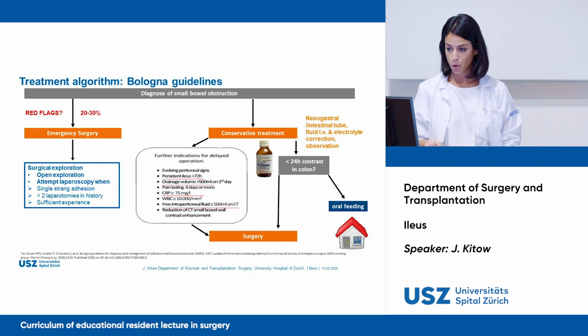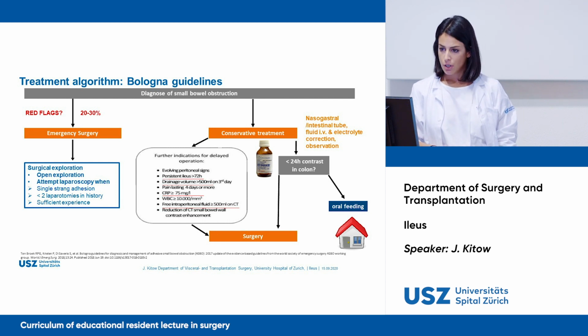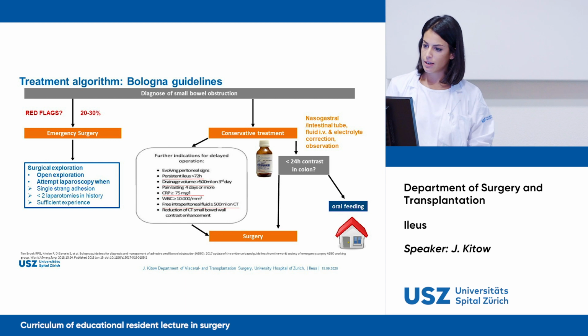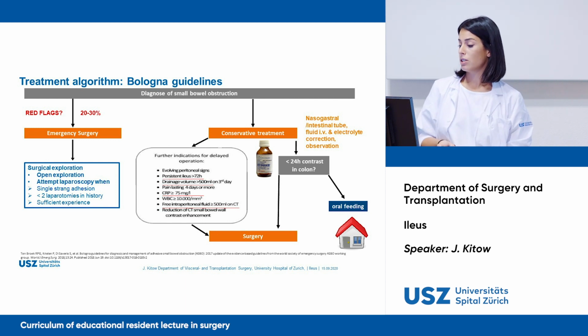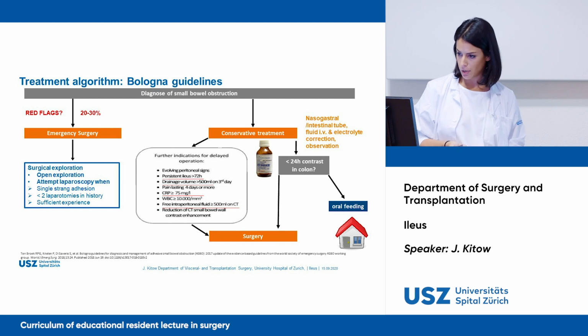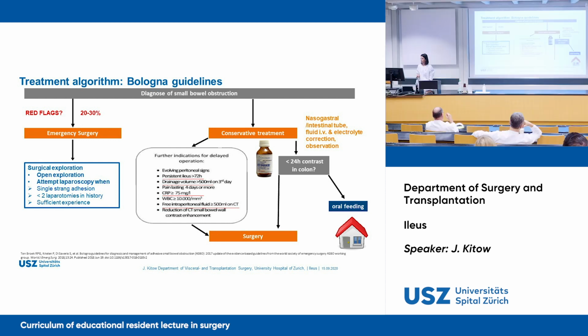send the patient home. If not, or there are following symptoms such as persistent ileus more than 72 hours, drainage volume higher than 500 milliliters, CRP rising higher than 75 milligrams per liter, or white blood cell count over 10,000, or there is free intraperitoneal fluid on CT, we should rethink our decision and aim for surgery on second hand.